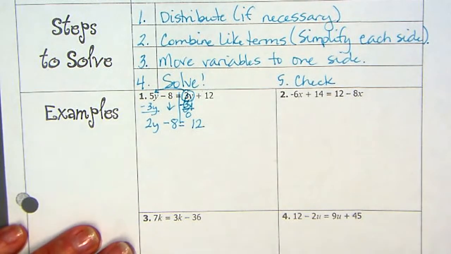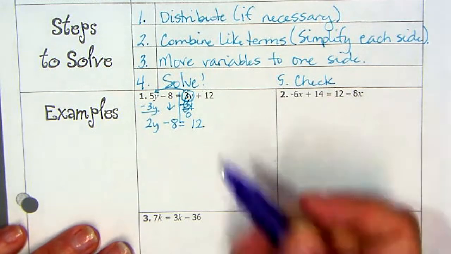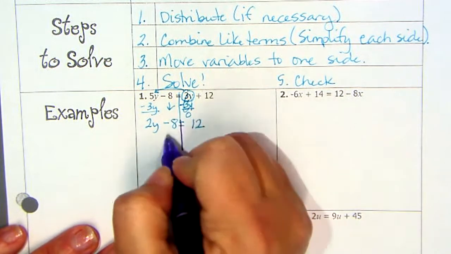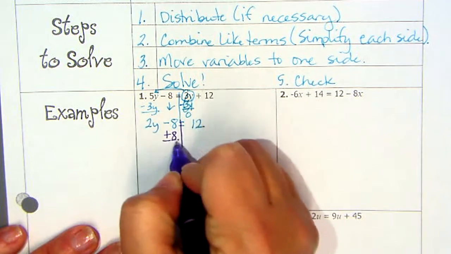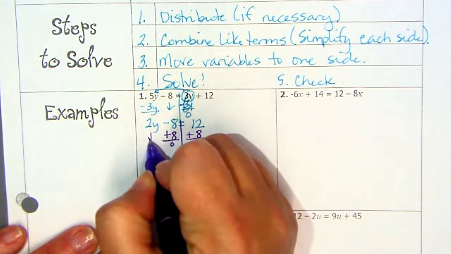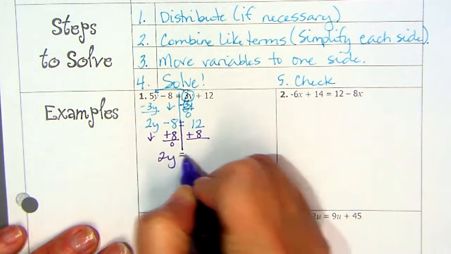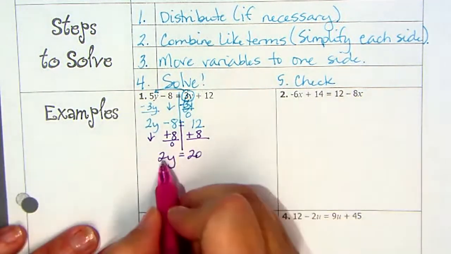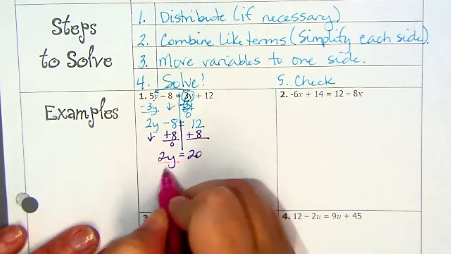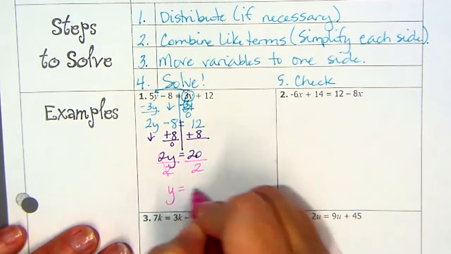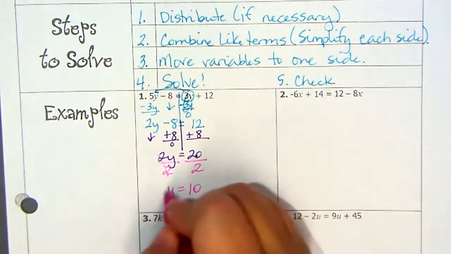Now, I've got a two-step equation. We've seen tons of these. So now I continue to solve my equation. It's subtracting 8, so I need to add 8 to make that equal 0. I have to add to both sides, bring this down, and we end up with 2y equals 20. I'm doing 2 times y, so I have to undo that by doing division. So I divide by 2 to both sides, and we end up with y equals 10.